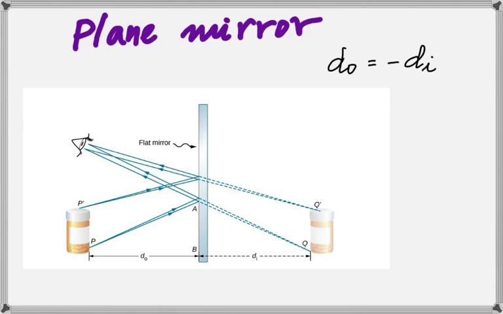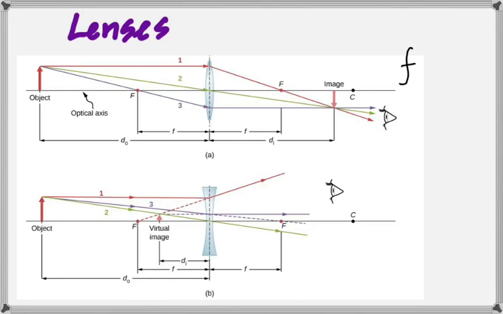Because if DO is equal to DI, it makes no sense. That means the image should have been exactly where the object is. But here the image is the same distance, but behind. Isn't that a big difference for physics students? It's not like, oh, is that the same? No, it's not. You can argue with me the whole day. And when you come to lenses and mirrors, I hope you understand that.